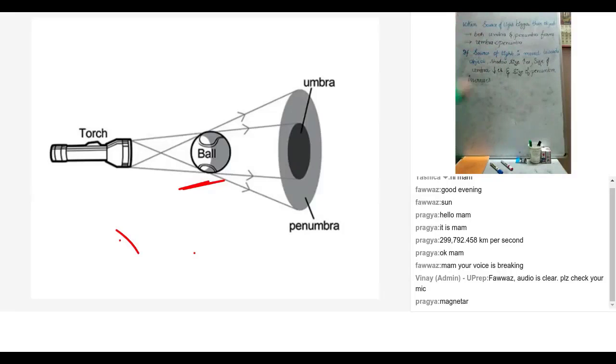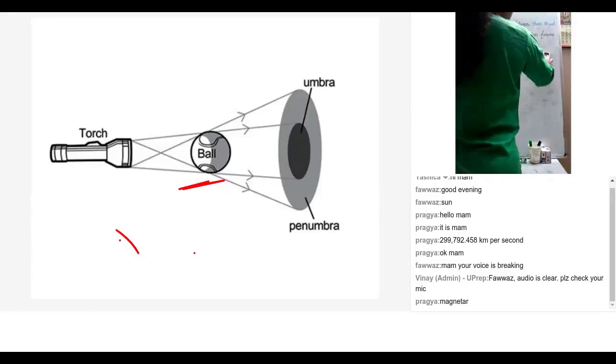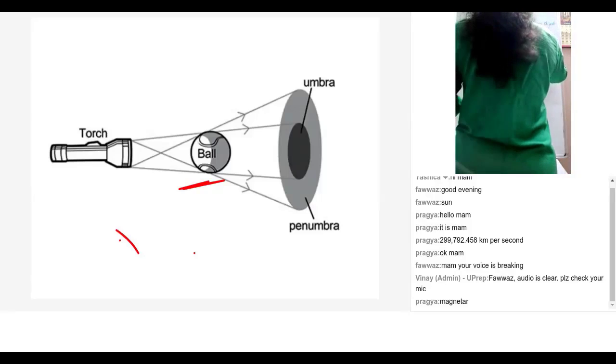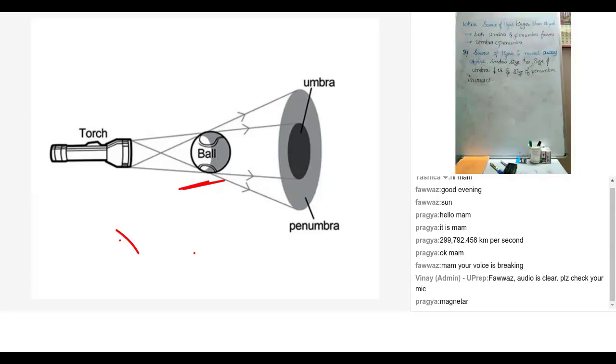I mean, here you have seen what happens if the source of light is moved towards the object. Now, what if the source of light is moved away? If the source of light is moved away from the object, shadow size decreases and the size of the umbra increases and the size of the penumbra decreases.